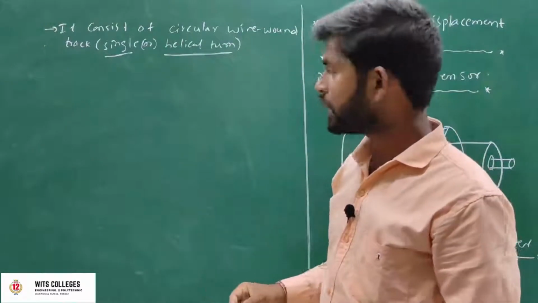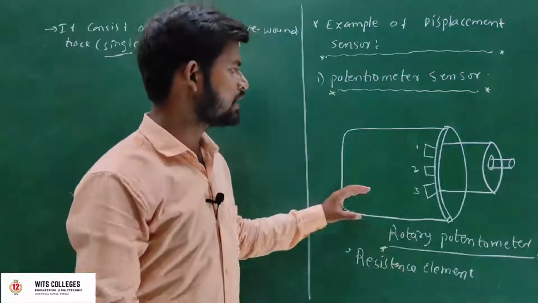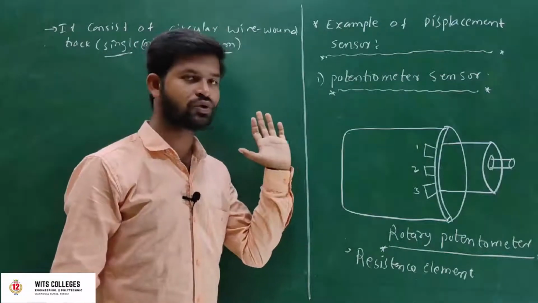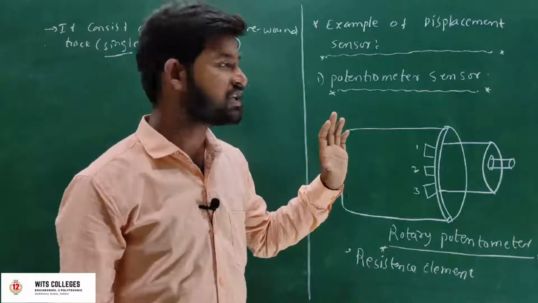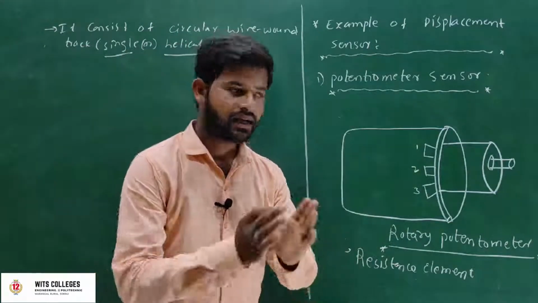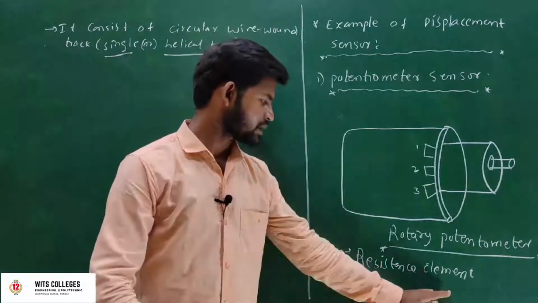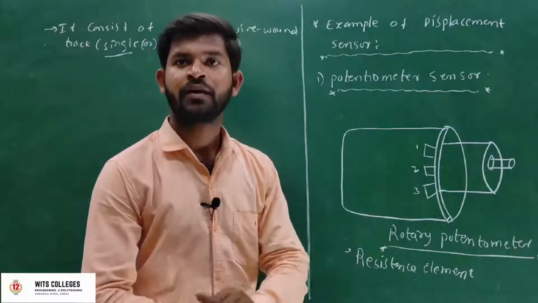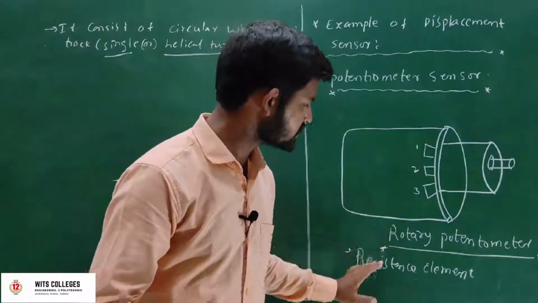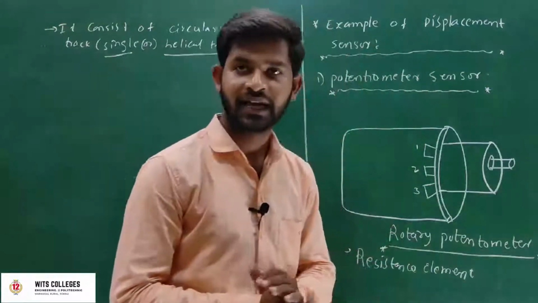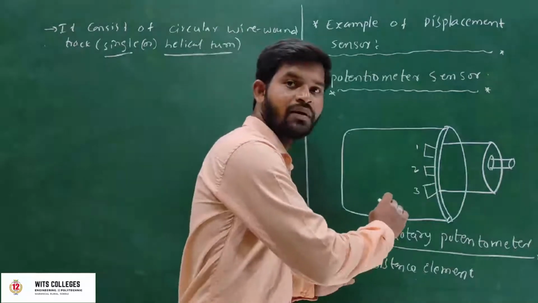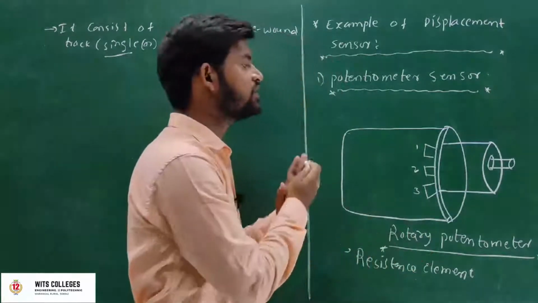That wire will be a single turn or helical turn. This is about the rotary potentiometer. The main function is, first of all, the potentiometer sensor consists of a resistance element with a sliding contact which can be moved over the length of the element.